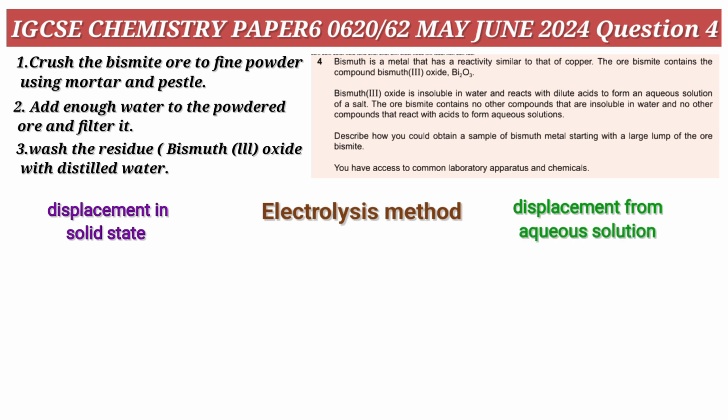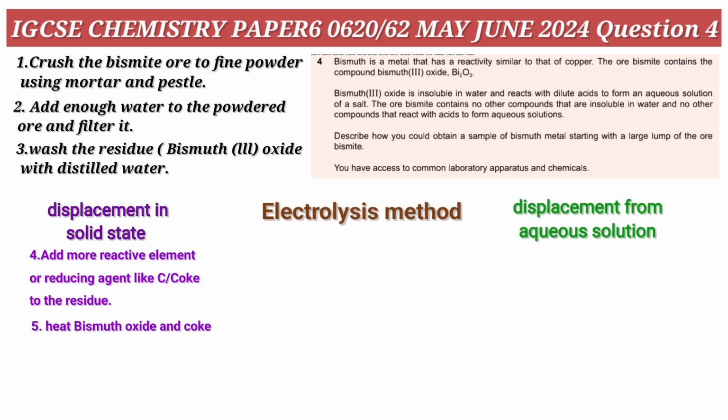In displacement in solid state method, we add more reactive element or reducing agent like carbon or coke to the residue. Step is to heat bismuth oxide and coke, and bismuth oxide is reduced to bismuth metal.